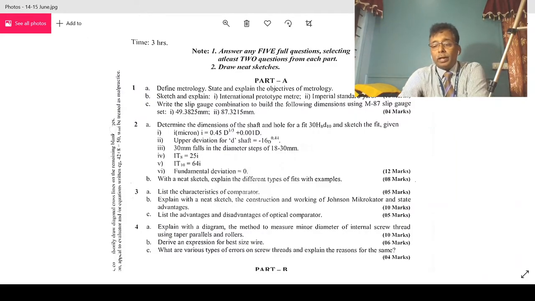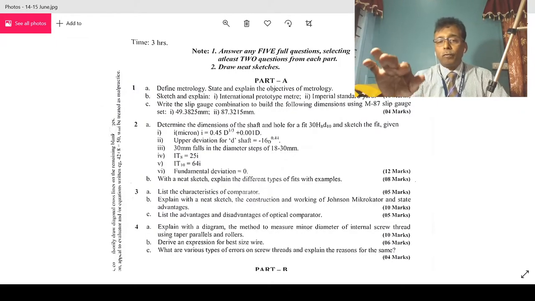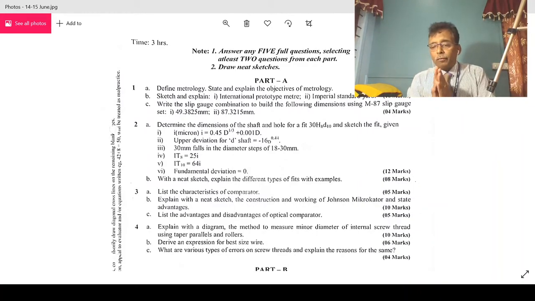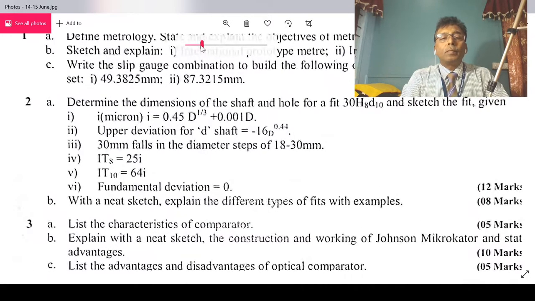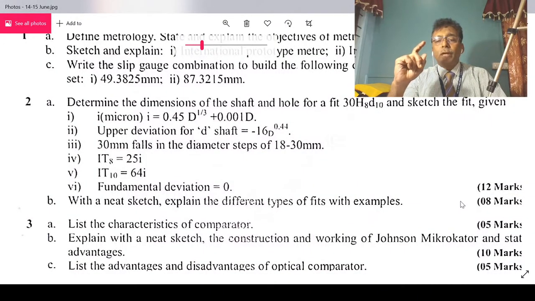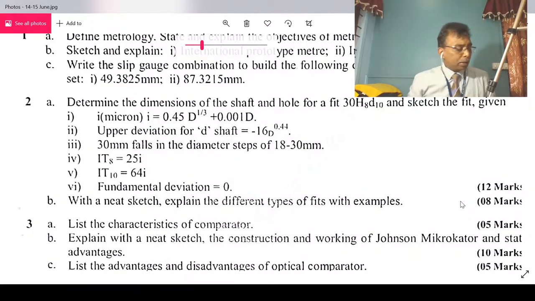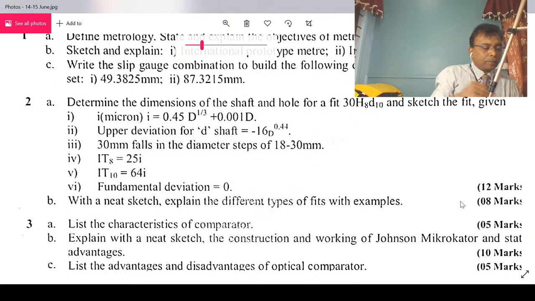Okay. You have to be very attentive during this session. We will solve this problem, and if you find any difficulty, let me know right now. I will discuss it further, and it is also for the benefit of those who will view this video later. Let us see the question paper first. What does the question say? Please read. Let me enlarge that first. Okay, determine the dimension of shaft and hole for a fit of 30 H8 D10. Right, let us solve it here.